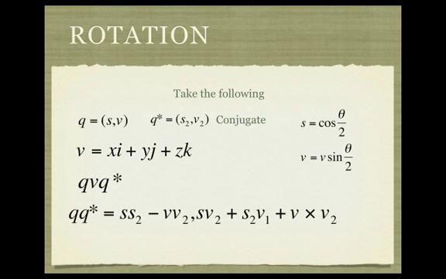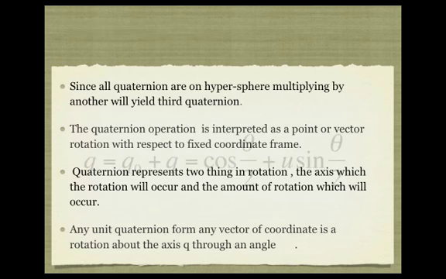At the bottom, Q times V times the conjugate can be written as, where Q is S plus V, and the conjugate of S plus V is basically just a minus sign on the complex part. So you just switch the sign of the vector. If you do the operation, you can find out that it's not altered at all for the rotation to occur. Since all unit quaternions on the hypersphere multiplied by another will yield a third quaternion, you will stay in the same group.